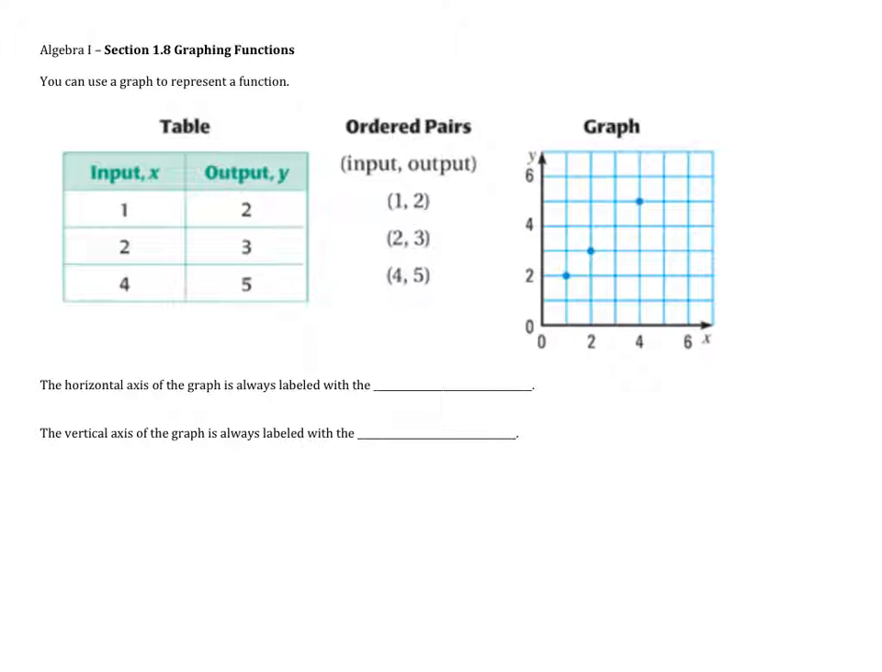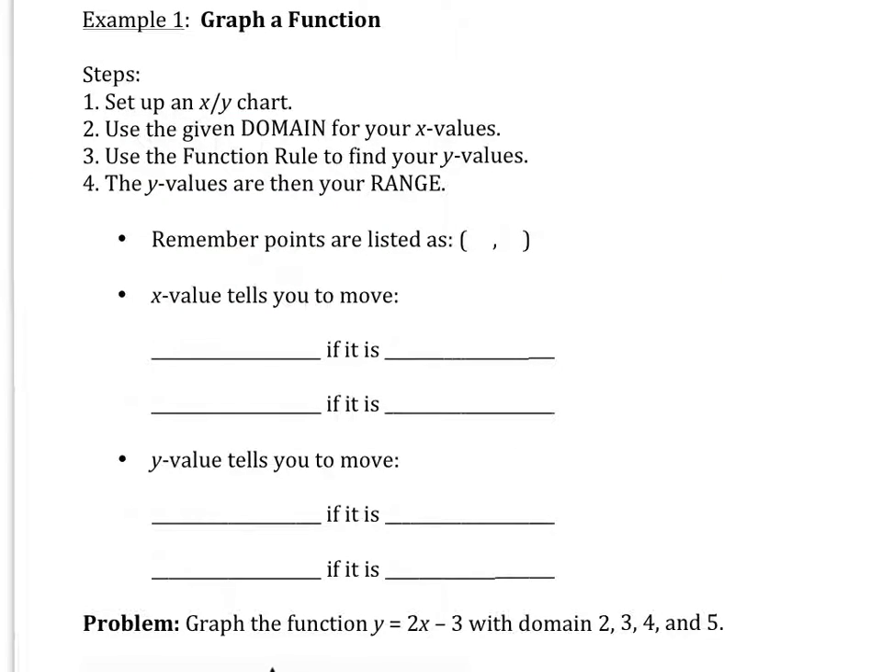And just as a little review, remember the horizontal axis of a graph is always labeled with the input, and the vertical axis of a graph is always labeled with the output. So in our case, the x-axis represented the input and the y-axis represented the output. In example number 1, we're going to look at how to graph a function. I've given you a list of steps to use in order to graph a function.